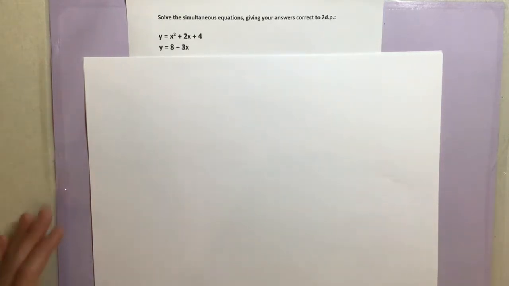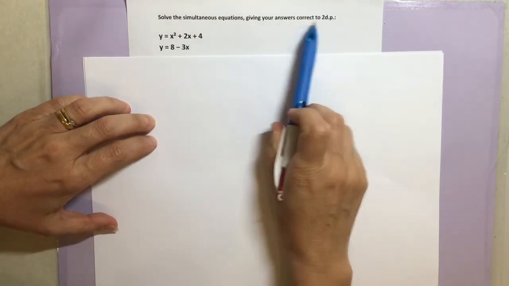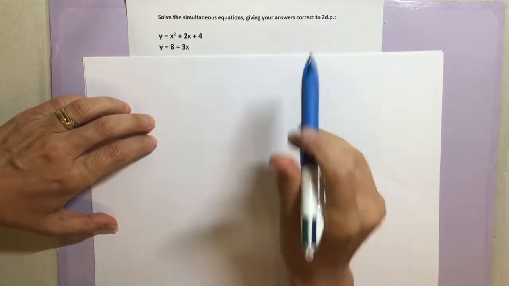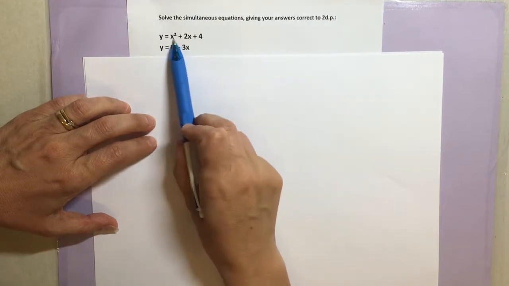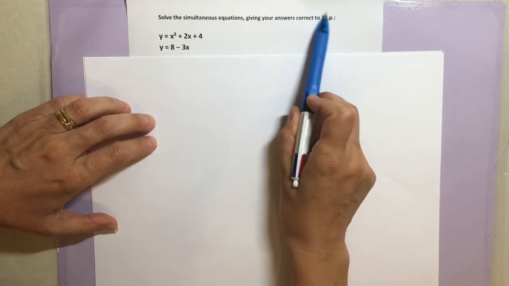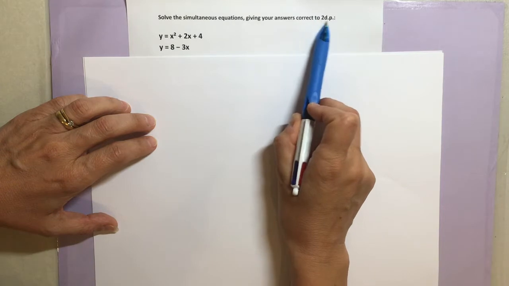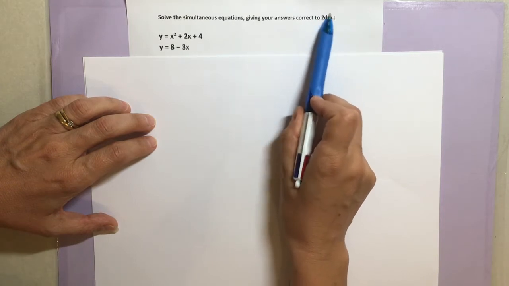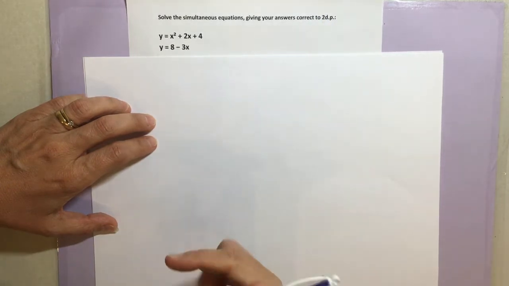Hi everyone, so here's our example for today, and we're asked to solve these simultaneous equations and give our answers correct to one decimal place. Now this is always a hint in a question where you've got a quadratic that we're going to need to use the quadratic formula here, because the answers are not going to be nice exact answers. We're going to need to round them to two decimal places at the end.